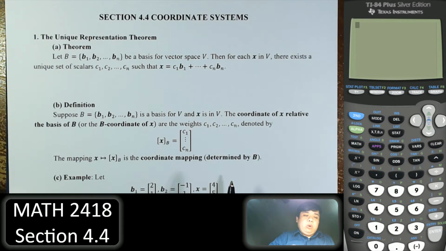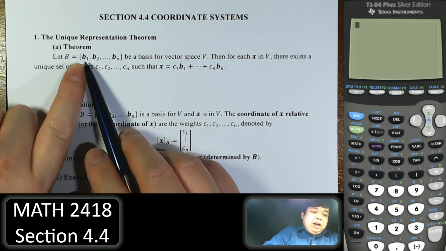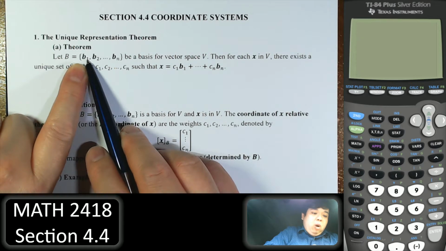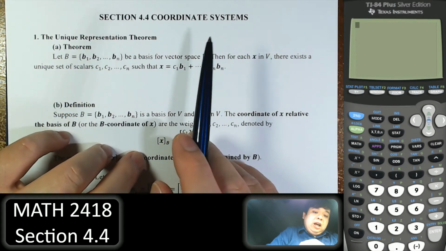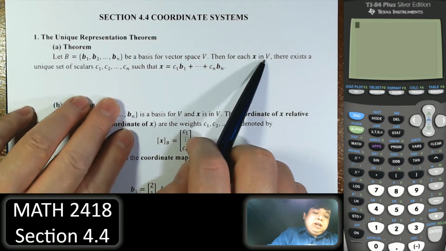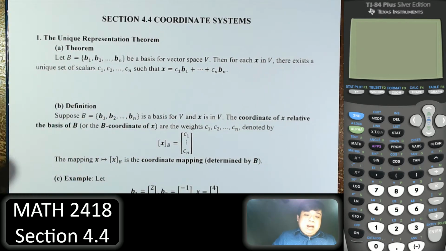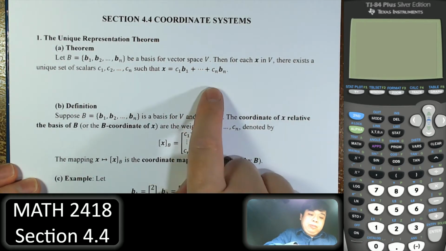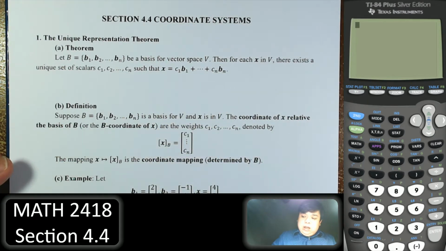First, the unique representation theorem. Let B, the set of vectors b1 to bn, be a basis for vector space V. Then for each x in V, there exists a unique set of scalars c1 to cn such that x is equal to a linear combination of b1 to bn. So a few things here.